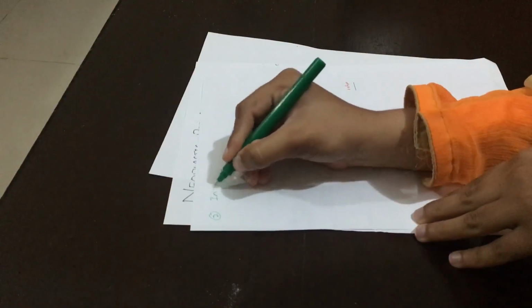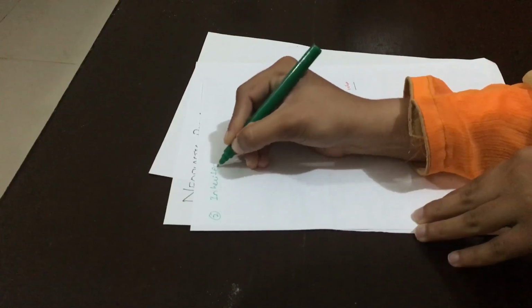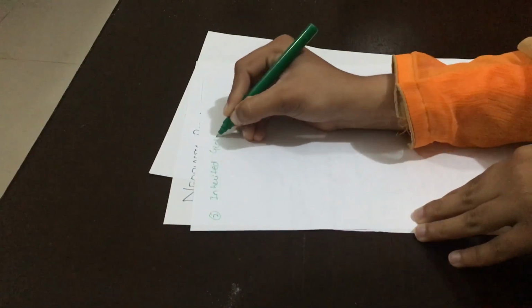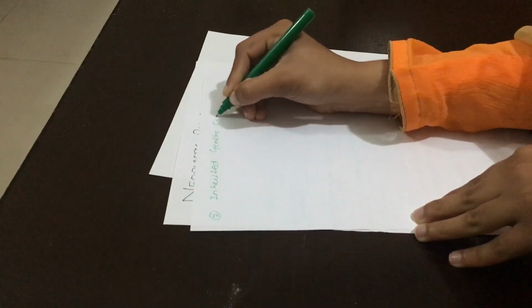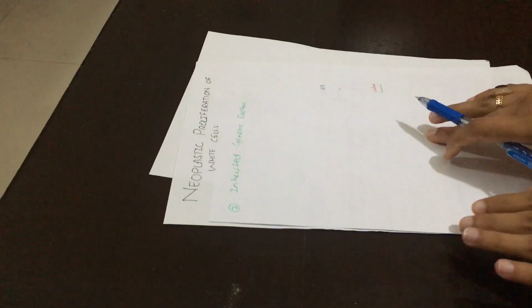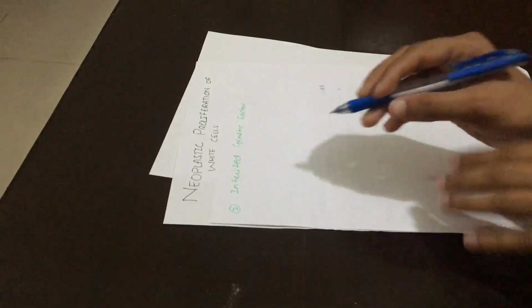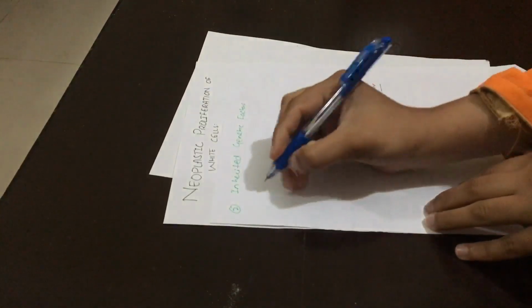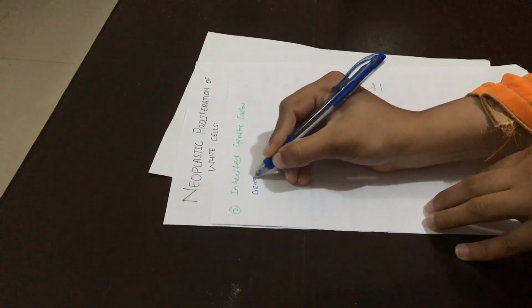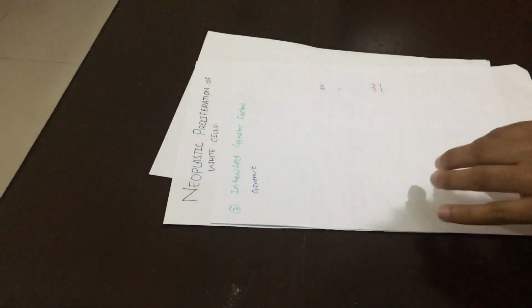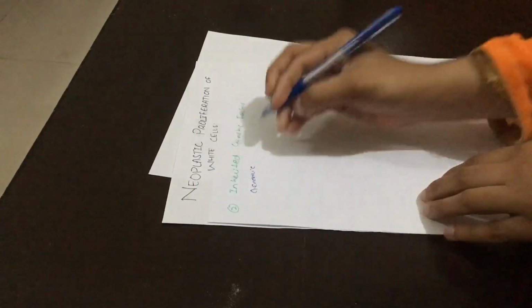Second is inherited genetic factors. These inherited genetic factors basically impart genomic instability, so there is an increased risk of developing leukemias and lymphomas.